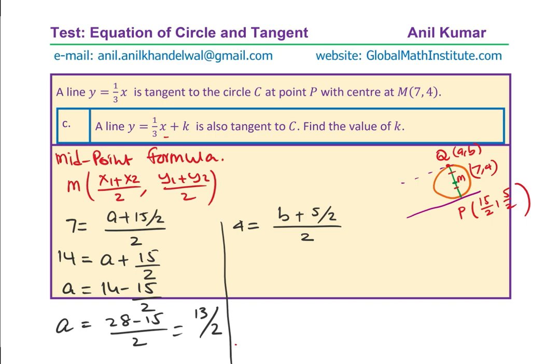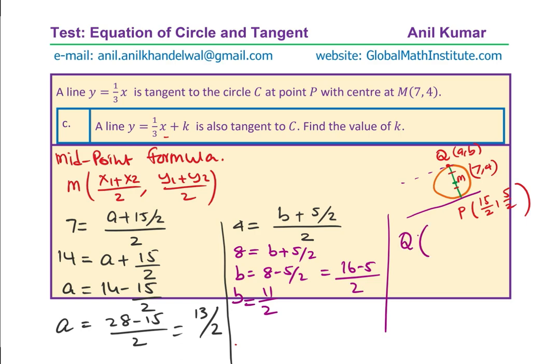Okay. So we get the value of a. Similarly, on the other side, we can work out the value of b. We get 8 equals b plus 5 by 2. b is 8 minus 5 by 2, which is 16 minus 5 by 2, right? 8 times 2 is 16. And so the value of b is 16 minus 5, which is 11 by 2, right? So we get the value of a and b. You get the idea. So we get the point q, which is basically 13 by 2 as the x value and 11 by 2 as the y value. So we get the point q.